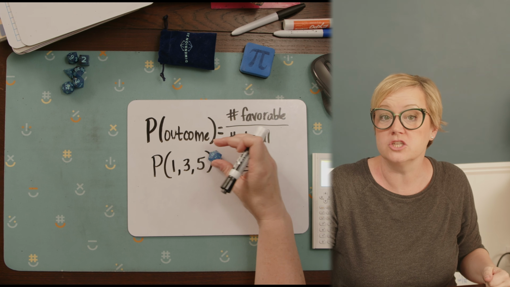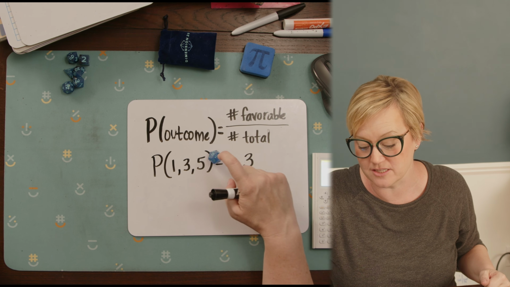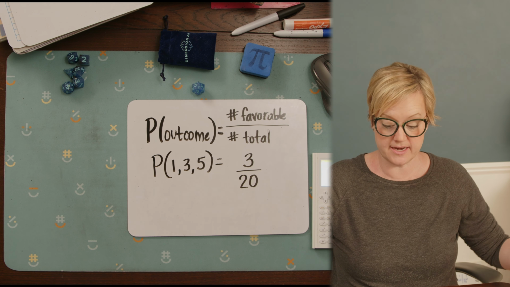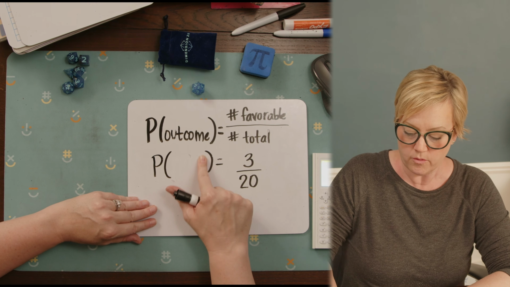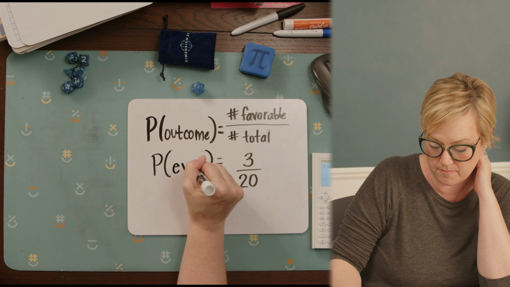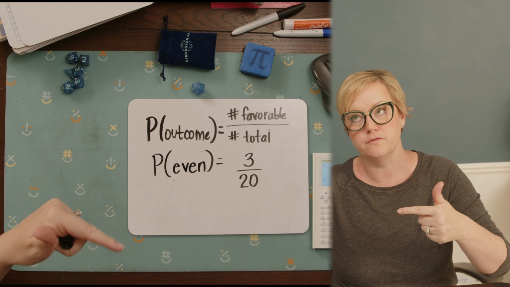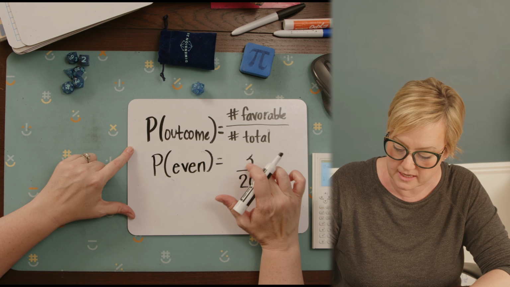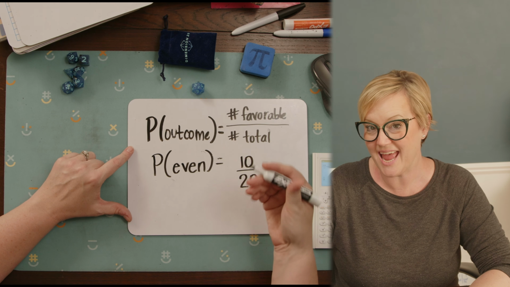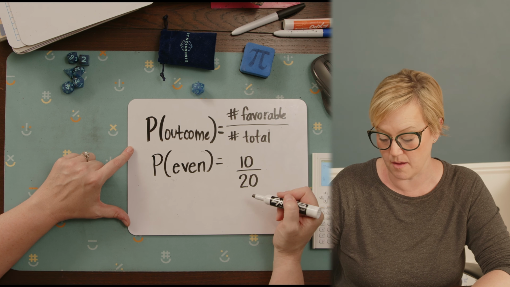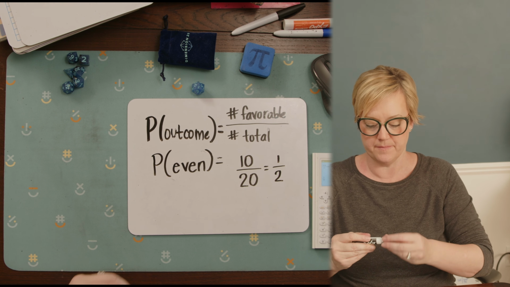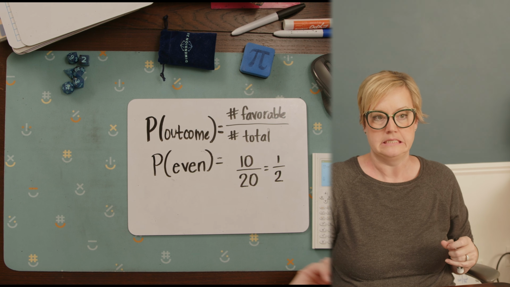Now, the fact that I rolled a 2, I had a 1 in 20 chance of rolling that 2. If we broadened it, maybe instead of 1, 3, or 5, we ask what's the probability of rolling an even number, right? Well, in that case, I've got 2, 4, 6, 8, 10, 12, 14, 16, 18, and 20. So my probability of rolling an even number is 10 out of 20. I've got 10 even numbers, which is 1/2, which is 50%, right?